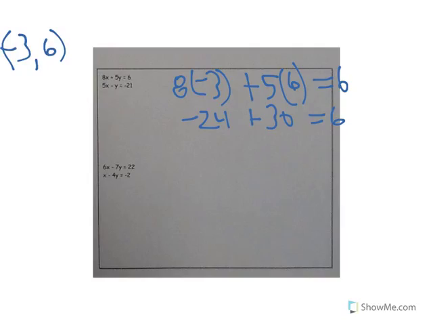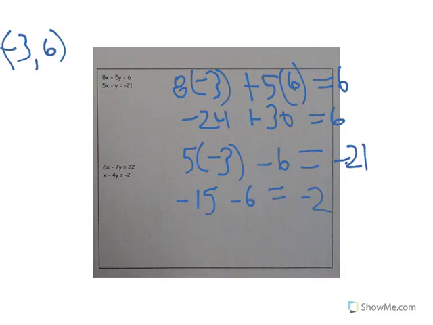So now I'm going to plug that negative 3, 6 into both equations to check them. When I do, I get 8 times negative 3 plus 5 times 6. Is that equal to 6? Well, this is going to be negative 24 plus 30, and that is indeed equal to 6. So for the second equation, it's going to be 5 times negative 3 minus 6 is equal to negative 21. Let's see if that works. 5 times negative 3 is negative 15, minus 6 is equal to negative 21. So this works for both, and therefore it's the solution for both. So that's how you can work on these, and hopefully that makes it clear. Thanks, and bye.